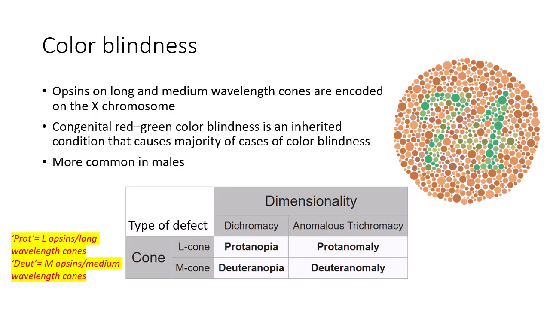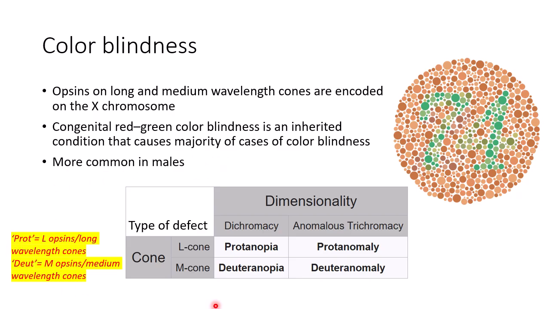Opsins on long and medium wavelength cones are encoded by the X chromosome, right? When we say long and medium, we're talking about red and green only. The short wavelength cones are not present on the X chromosome, so we are not talking about blue. That is why we keep talking about red-green color blindness. It is the most common type of color blindness and is related to the X chromosome, so it is an X-linked disease. That is the majority of cases of color blindness. Being X-linked, it is more common in males, and females are usually the carriers of this disease, right?